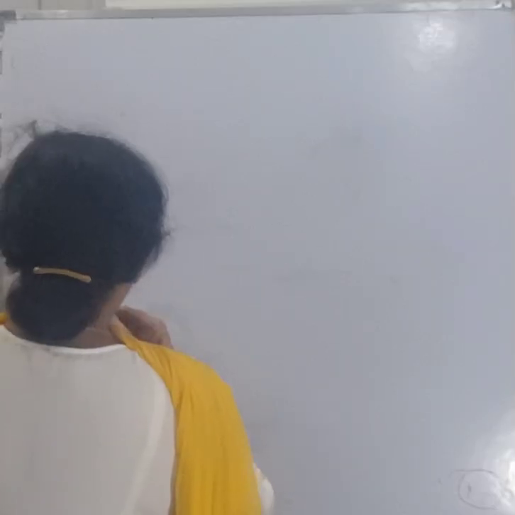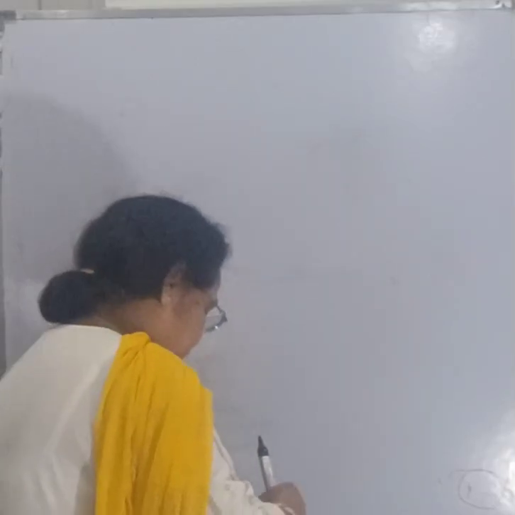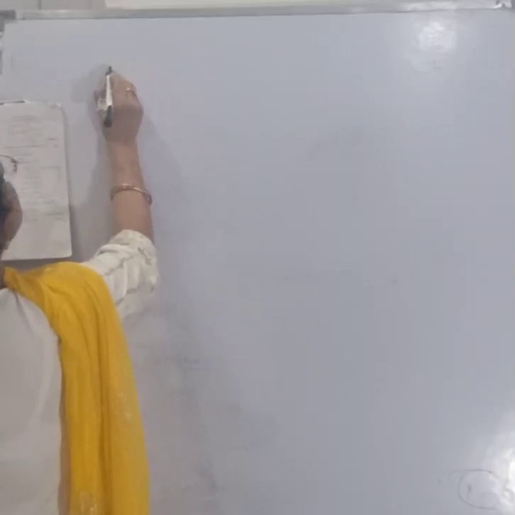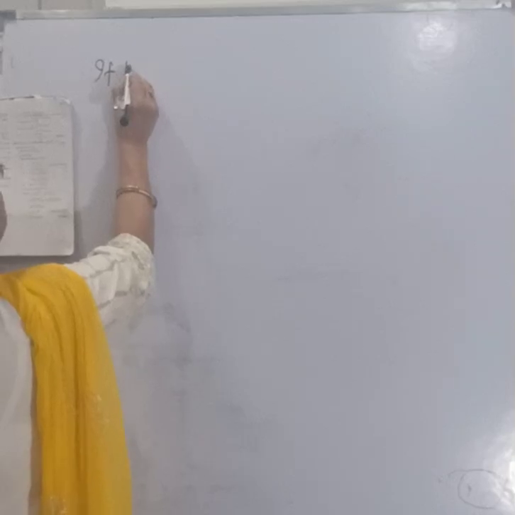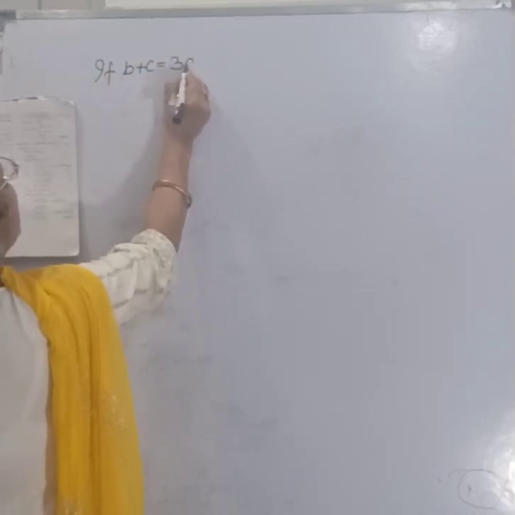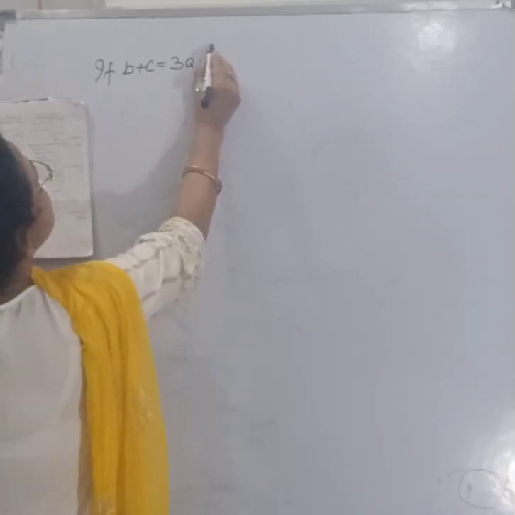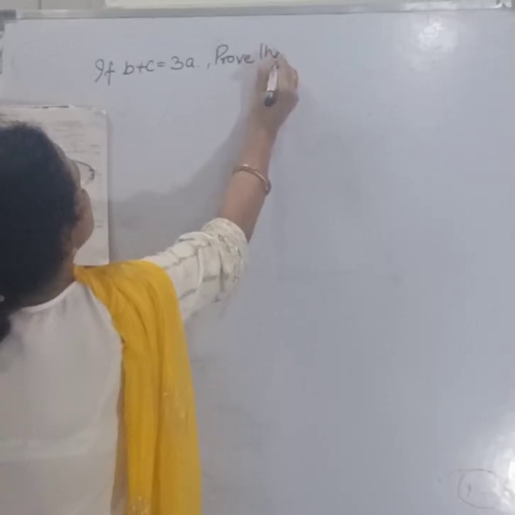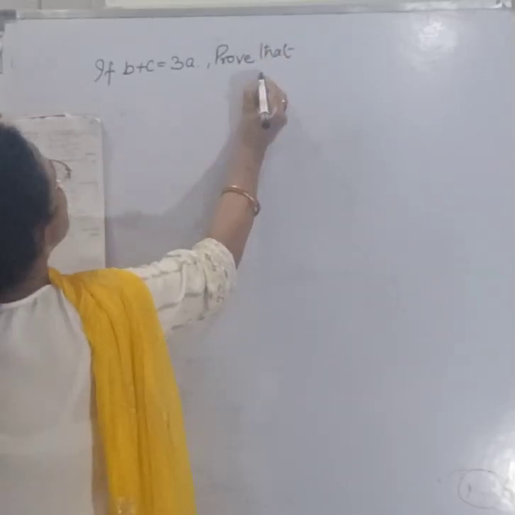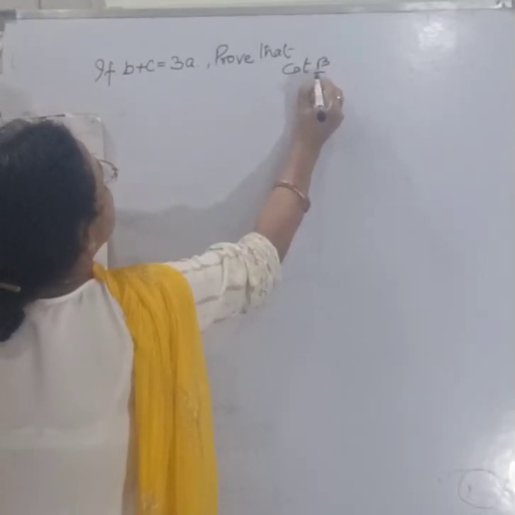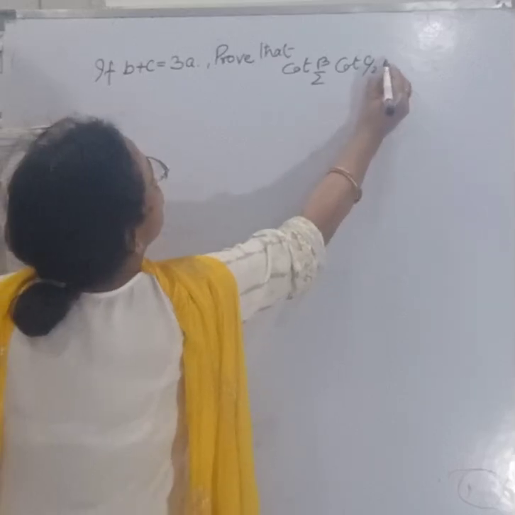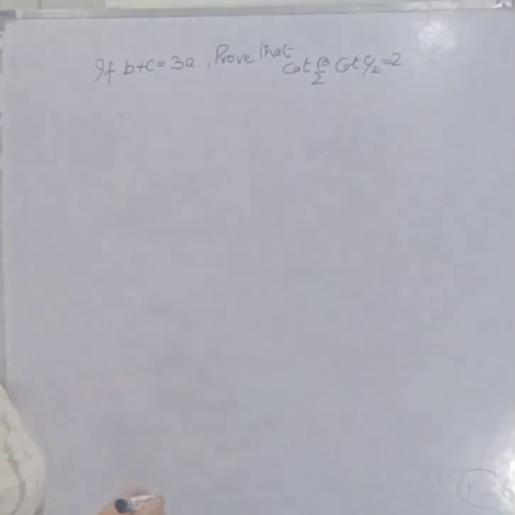Today I am dealing with the trigonometrical equations for class 11 from this book. The question is: if B plus C is equal to 3 times A, then prove that cot of B by 2 into cot of C by 2 will be equal to 2. This question is to be solved.